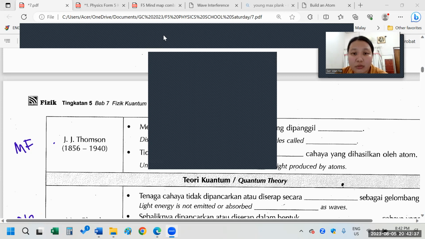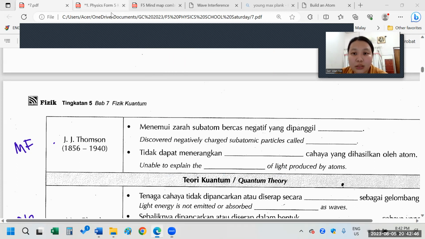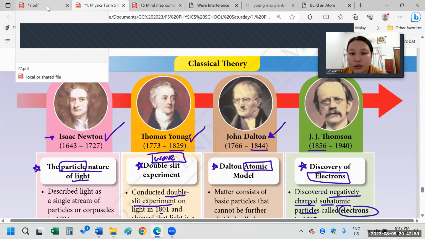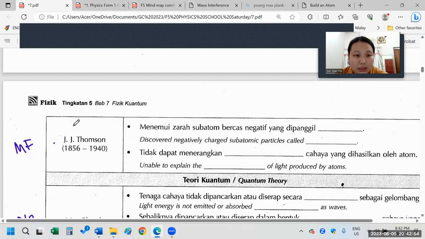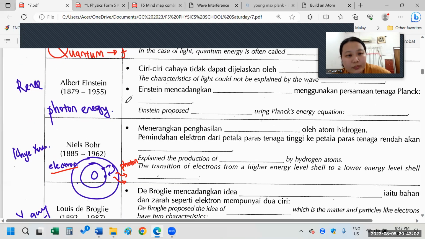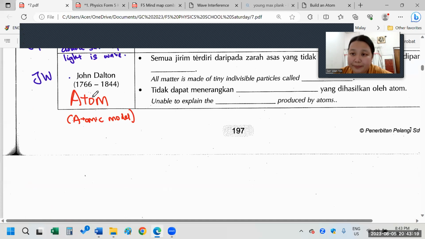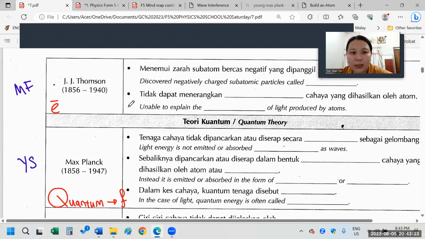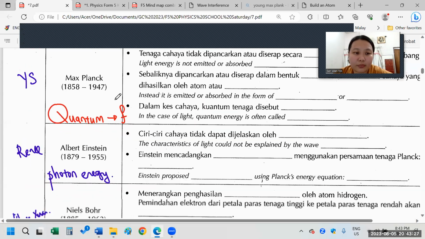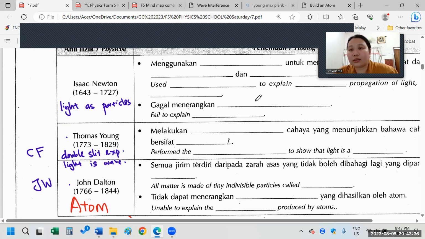J.J. Thomson just introduced electron. Discovery of electron. John Dalton said there's atom. Then J.J. Thomson said inside the atom got electron. So the rest you all can refer to the answer, and just copy the answer.